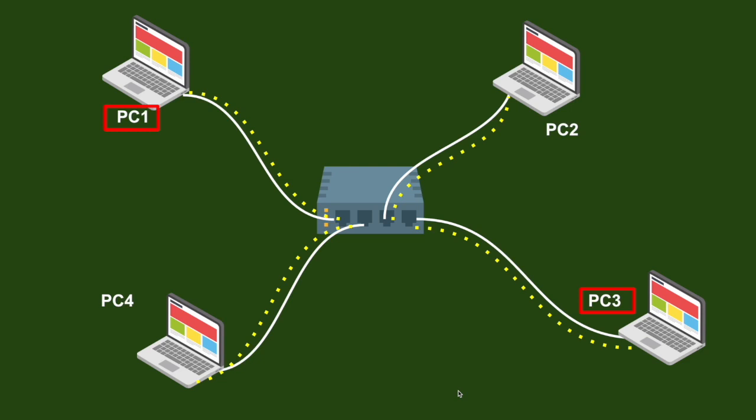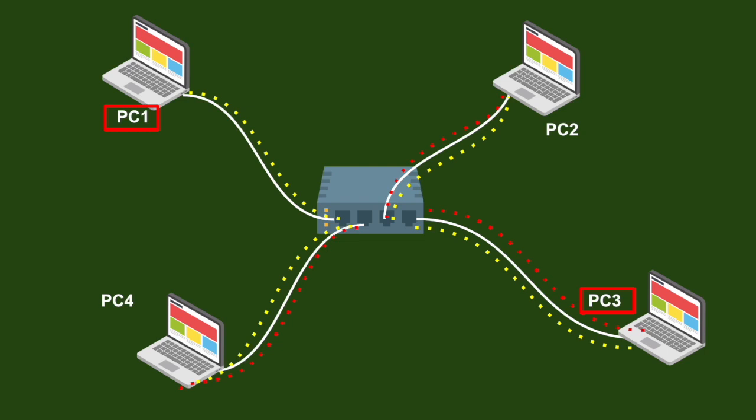PC3 identifies that, oh, PC1 is trying to communicate with me, so now it's time for me to respond. Now what does PC3 do? PC3 sends back a signal, because the message from PC1 was intended for it, and the message goes back to the hub. And remember, again, the hub doesn't have the intelligence to store information saying that in this port I have PC1, and in this port I have PC3. So the hub again does the same thing.